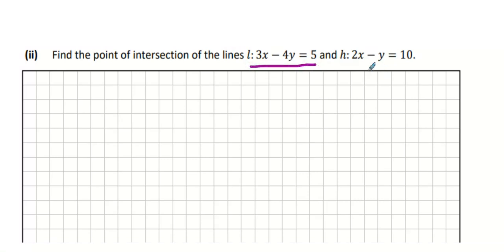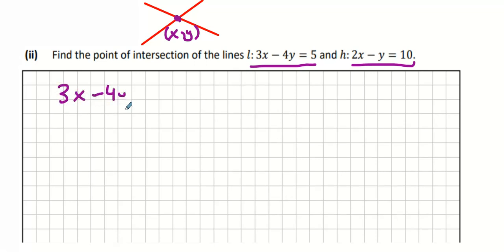Find the point of intersection of these 2 lines. Well, good news for us. Anytime 2 lines intersect, there's one x value and one y value. And how we solve these is by doing simultaneous equations. Okay, so we have a purple line and a blue line.